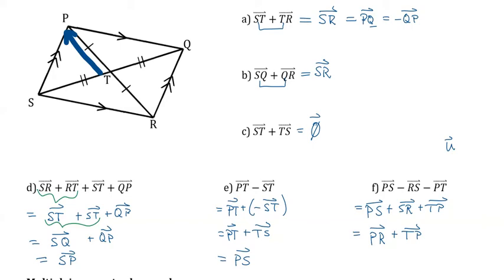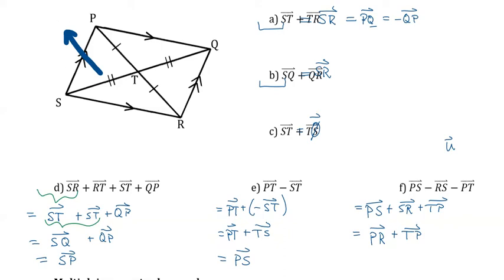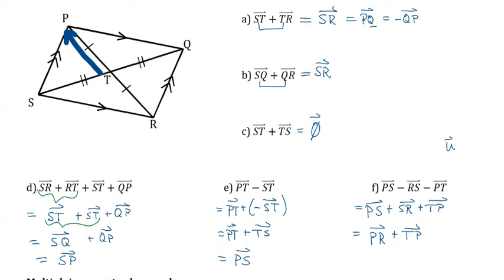But you could think of this as PR plus, so from T to P is the same as R to T. So I could rewrite that as RT, and then it's right? Think about equivalent vectors, or if you can move them in your minds.